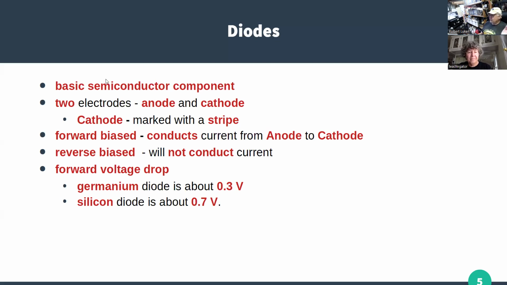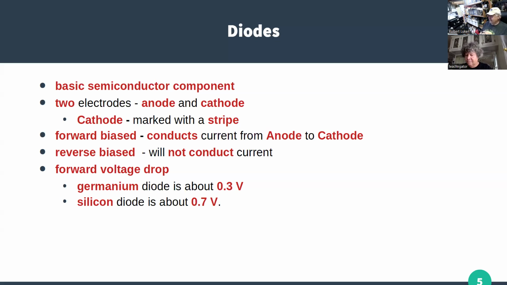So a diode has 2 electrodes, one attached to the P material, one attached to the N material, and we call the electrode attached to the P material the anode, and the one attached to the N material we call the cathode. On the actual devices, a lot of times the cathode end is marked with a stripe, a white or a black stripe, to indicate that's the cathode, because it kind of looks like a resistor with 2 wires coming out. I got you. And I have a picture, I think, on the next slide.